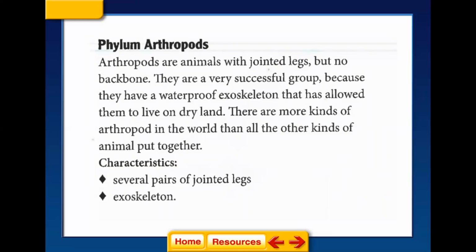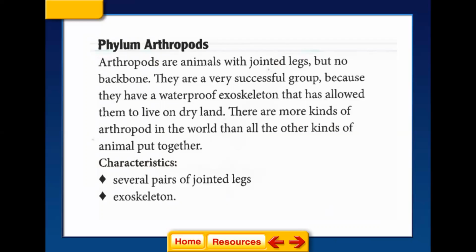And now it's time to learn about invertebrates, which includes 4 phyla. The first is arthropods. Arthropods are animals with jointed legs, but no backbone, just like all invertebrates. They are a very successful group because they have a waterproof, jointed exoskeleton that has allowed them to live on dry land. It helps them reduce water loss and gives them protection.